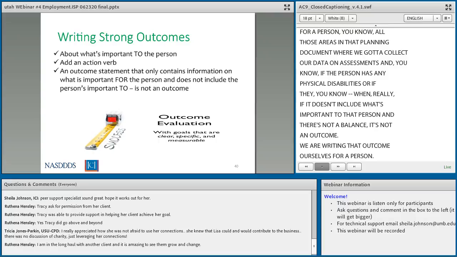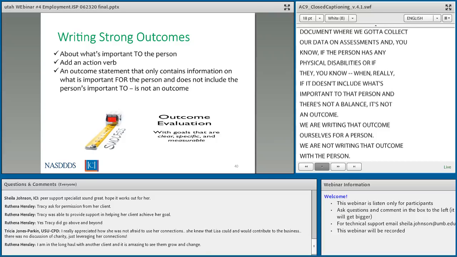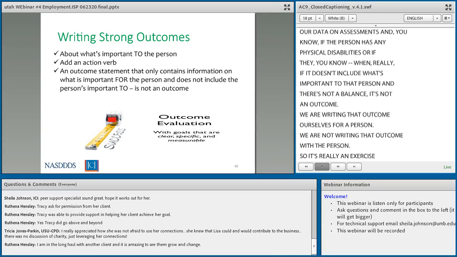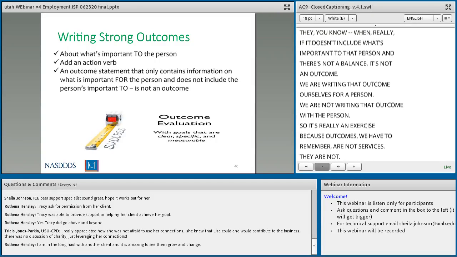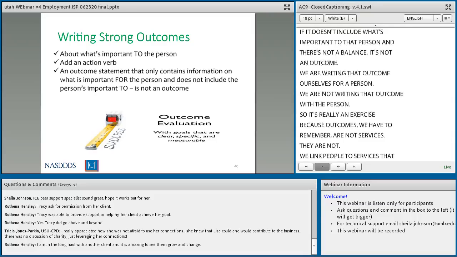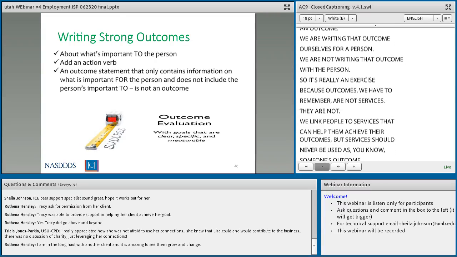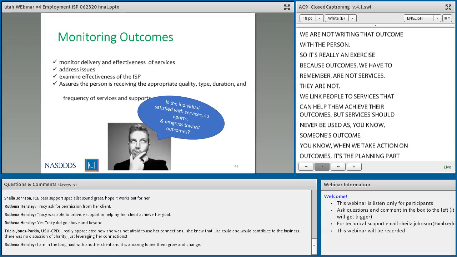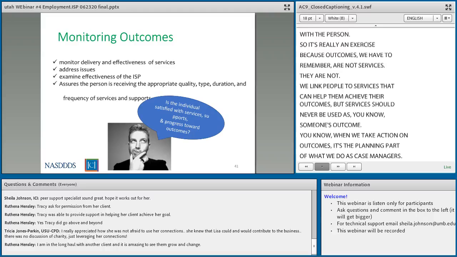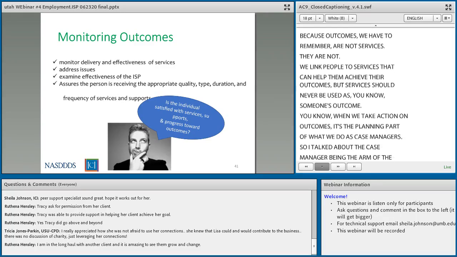So it's really an exercise, because outcomes, we have to remember, are not services. We link people to services that can help them achieve their outcomes, but services should never be used as someone's outcome. When we take action on outcomes, it's the planning part of what we do as case managers. So I talked about the case manager being the arm of the person, and that's writing those very strong outcomes and the person-centered planning process.